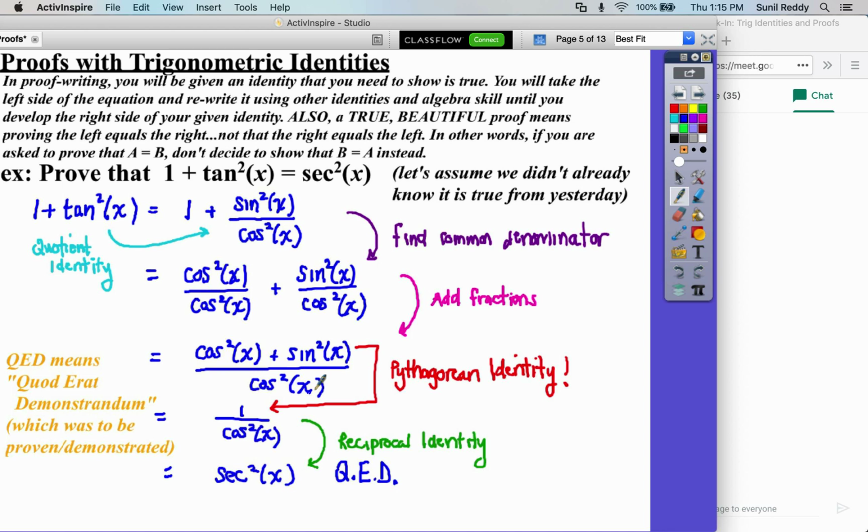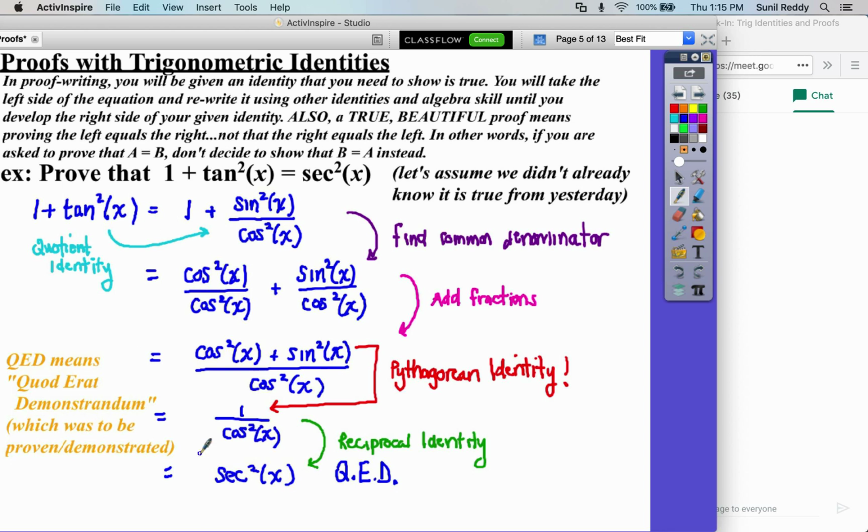Once I had that single fraction now, that numerator is just our Pythagorean identity. Cosine squared plus sine squared is equal to 1. So what I did to get to the next line is I just replaced the numerator with a 1 because I knew that Pythagorean identity is an equivalence. And then once I had 1 over cosine squared, that is just the definition of secant squared using the reciprocal identity. And then once I had secant squared, that was exactly what I was trying to show on the right-hand side. So my proof is done, and I write QED, which is Latin, which stands for basically, which was to be proven.